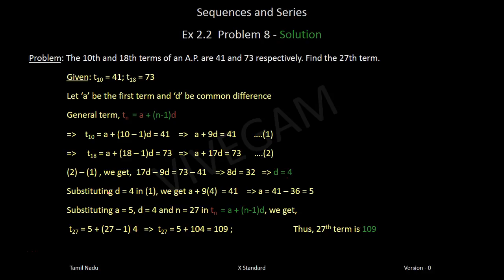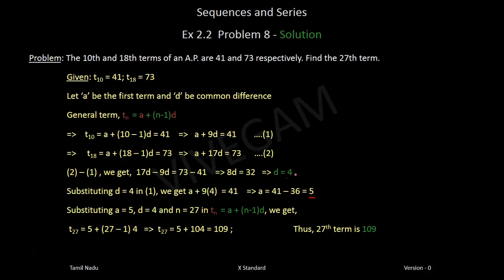Okay, now you substitute the value of D equal to 4 in any one of the equations. We will take equation 1, which is A plus 9D. So 9 into D, where D is 4, as we have calculated, equal to 41. So this will become A plus 9 4s are 36 equal to 41, or A will be equal to 41 minus 36. So that's equal to 5. Okay, now we have the value of A, which is 5.